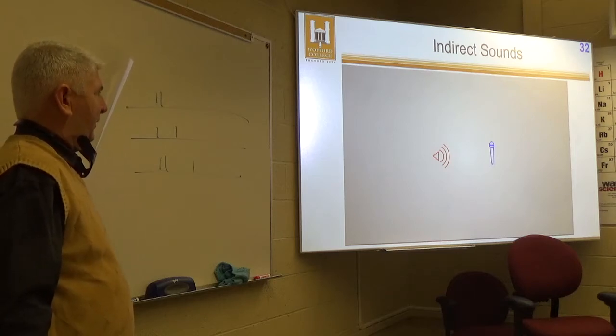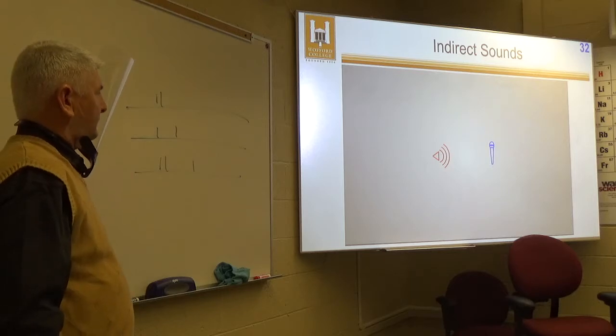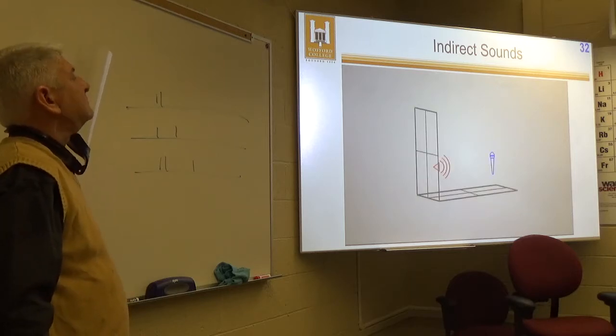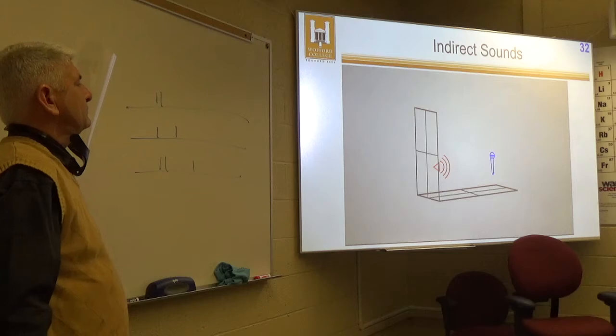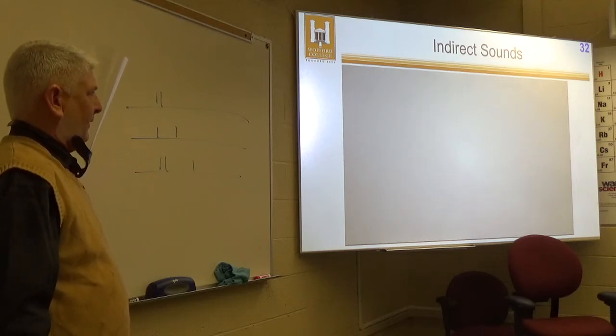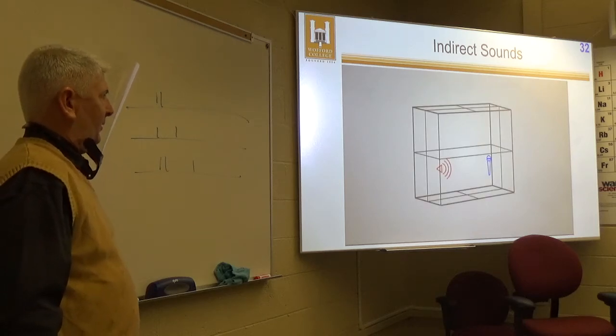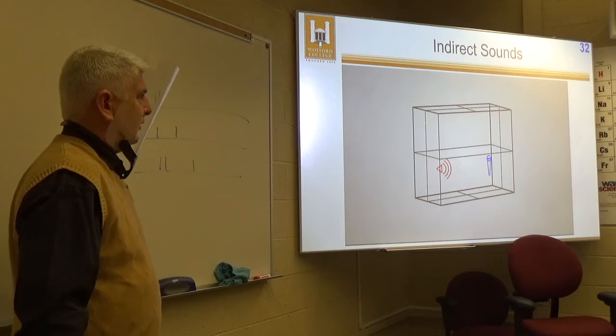In language, infinitely many words can be written with a small set of letters. Now, put a few walls in. In language, infinitely many words can be written with a small set of letters. Now enclose it totally. In language, infinitely many words can be written with a small set of letters.